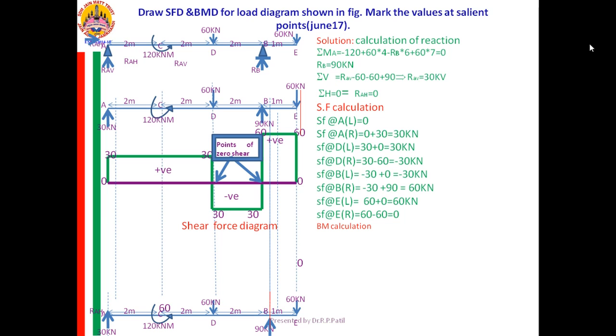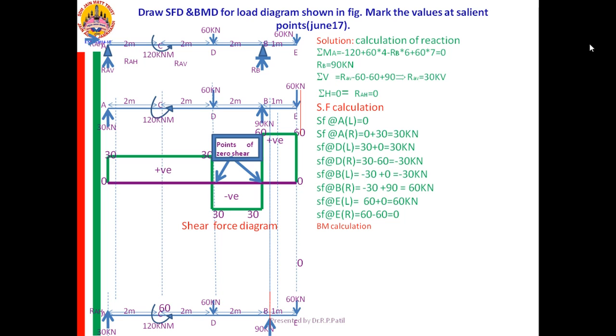Yes friends, major difference in SF calculations and BM calculations is at point loads you are calculating the SF at left and right. At a couple you are calculating the BM left and right. Couple you are not taking in SF calculation, and in BM calculation you are giving special importance for it, as you are calculating it left and right. And distributed load in both the cases is same, at beginning and end of the distributed load.